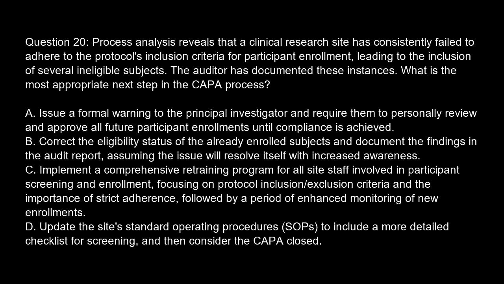Option A. Issue a formal warning to the principal investigator and require them to personally review and approve all future participant enrollments until compliance is achieved. Option B. Correct the eligibility status of the already enrolled subjects and document the findings in the audit report, assuming the issue will resolve itself with increased awareness.